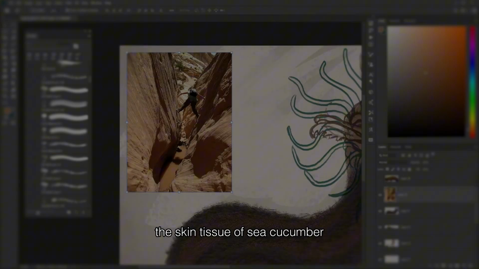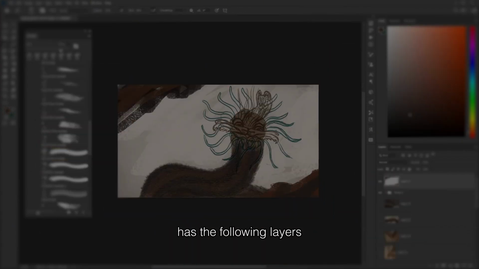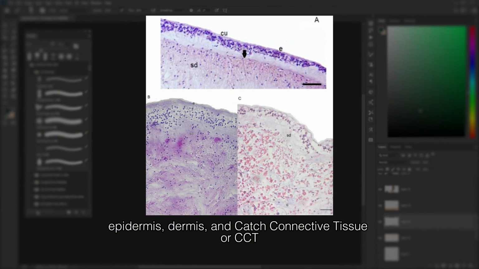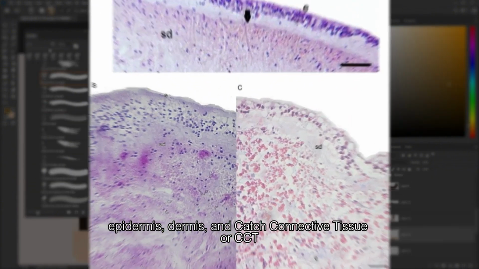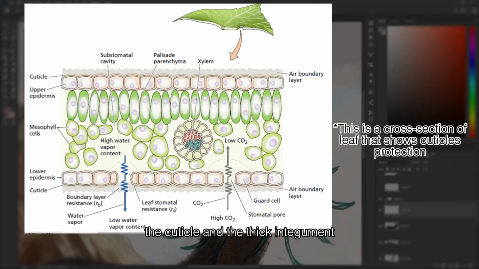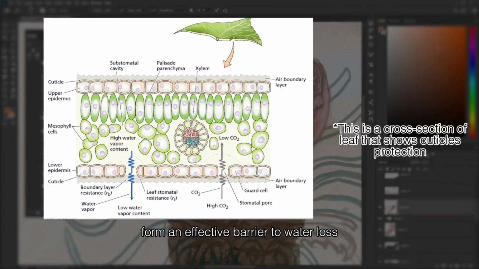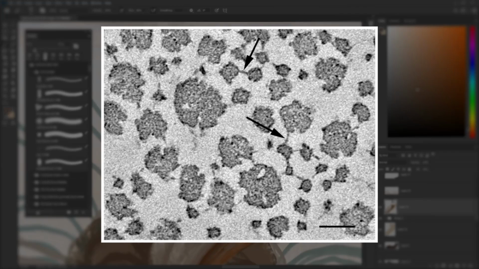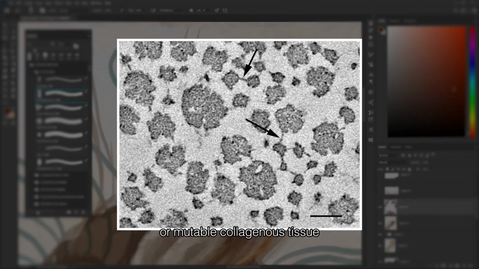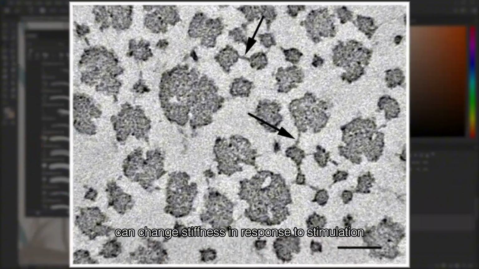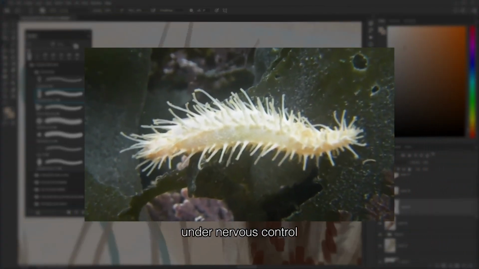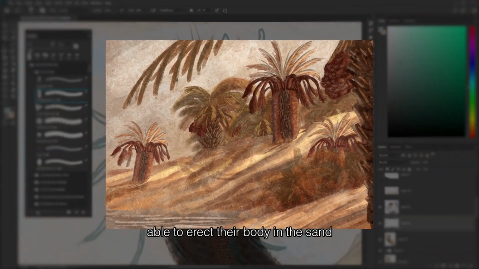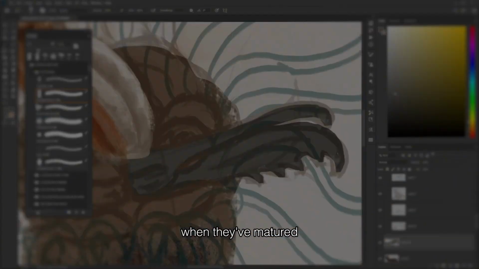The skin tissue of sea cucumber has the following layers: the cuticle, epidermis, dermis, and catch connective tissue or CCT. The cuticle and the thick integument form an effective barrier to water loss, a feature which worms lack. The catch connective tissue, or mutable collagenous tissue, can change stiffness in response to stimulation under nervous control. That's why my sandworm is able to erect its body in the sand when matured.